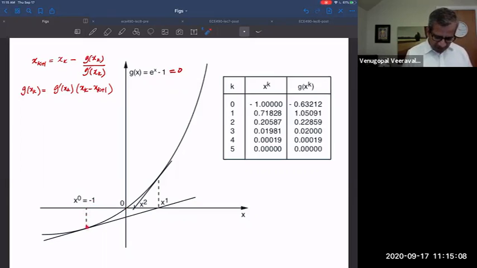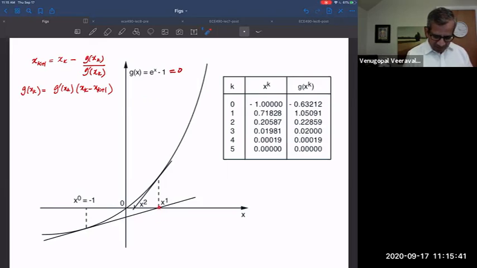So how should the next iterate be formed? If this is x0, then x1 is x0 minus g of x0 divided by g prime of x0. Basically, you're looking at a line that has slope equal to the derivative at x0, and then you follow that line and see where it hits the x-axis, and that'll be your x1.